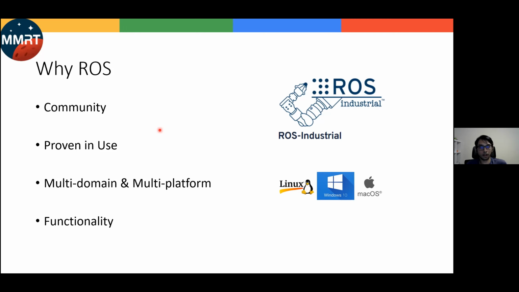And then you don't have to waste your development time on creating new app packages that already exist. It's also proven in use. ROS is currently used in industrial applications, like for industrial robots. It's also being used in research for robotics, especially in autonomous robotics.